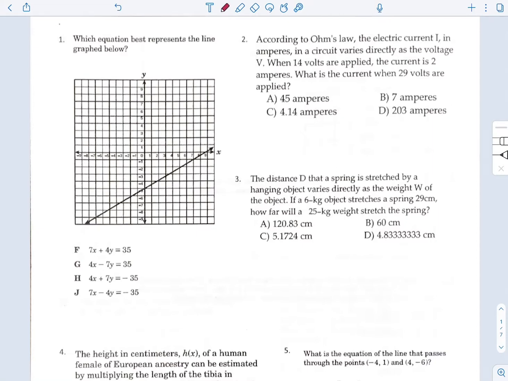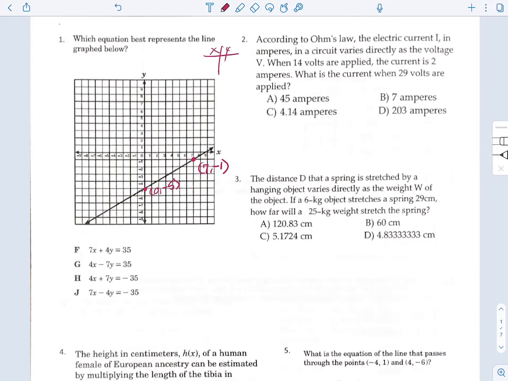And remembering that when we're given a graph, we need to choose 2 points. So I'm going to choose this point here. And this seems like a pretty clean point here. And this point is 0, -5, and 7, -1. So I'm going to find the slope.